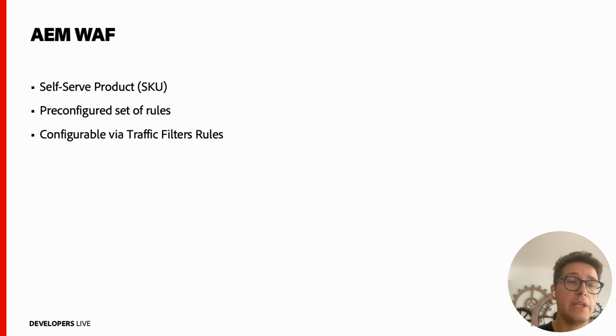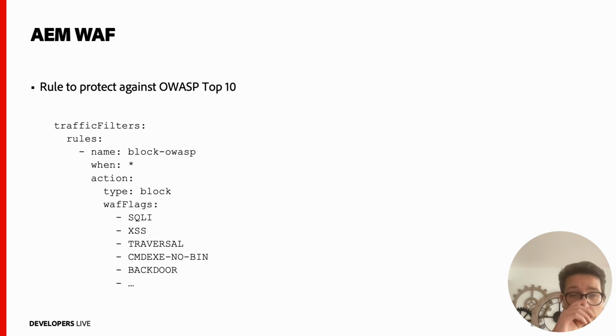The aem-live comes as a self-serve product and with its own SKU, so it means you will have to license it in order to be able to use it, and it comes with a pre-configured set of rules that you can activate directly from the traffic filter rules. How it looks in practice is quite simple. Here we have an example of how you would block OWASP top 10 attacks on your website simply by defining a new rule in blocking mode, and then in the WAF flag you will define any protections that you want to enable.